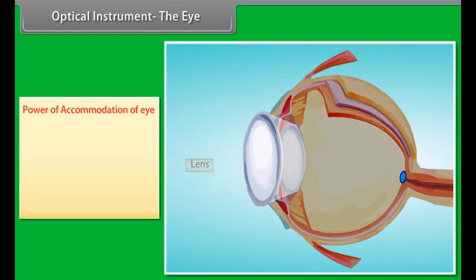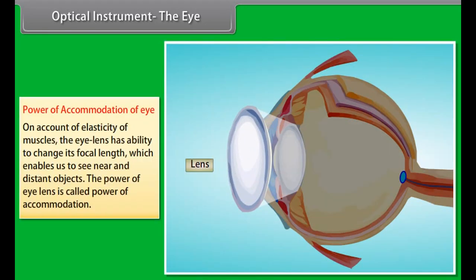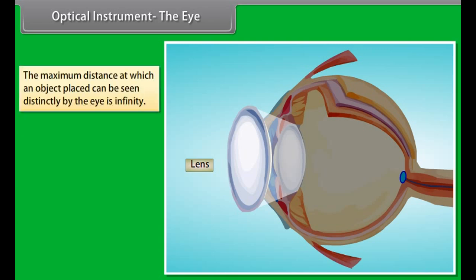Power of accommodation of eye. On account of elasticity of muscles, the eye lens has the ability to change its focal length, which enables us to see near and distant objects. This ability of the eye lens is called the power of accommodation. The maximum distance at which an object placed can be seen distinctly by the eye is infinity.